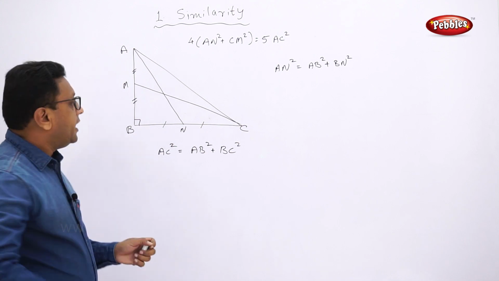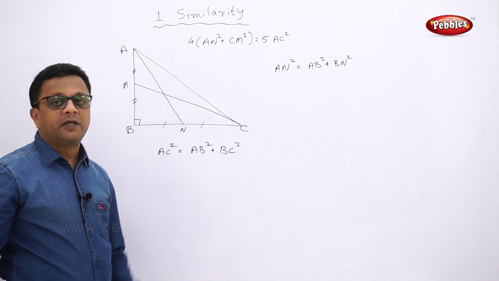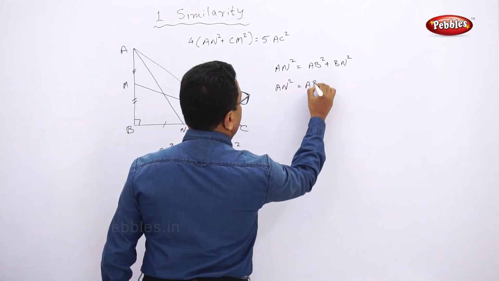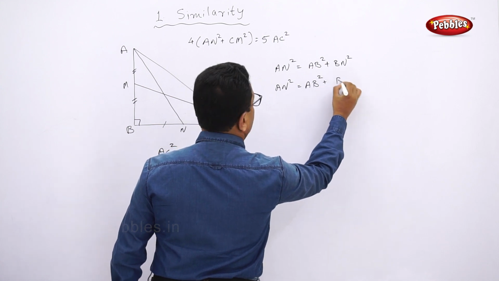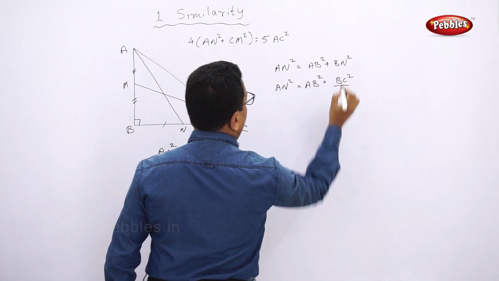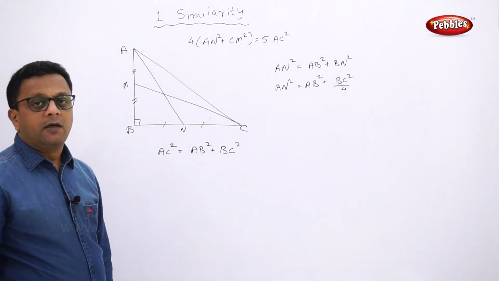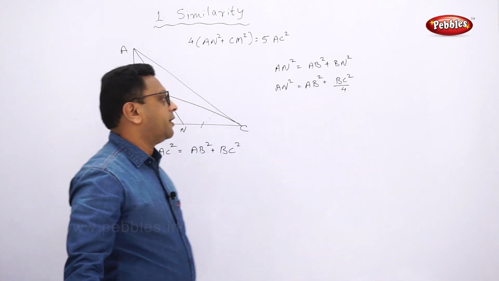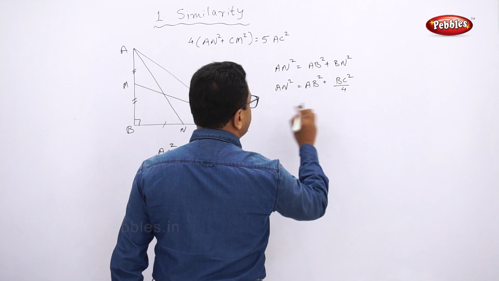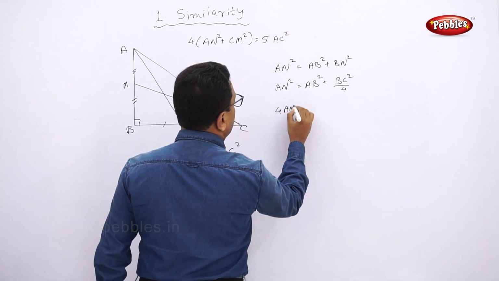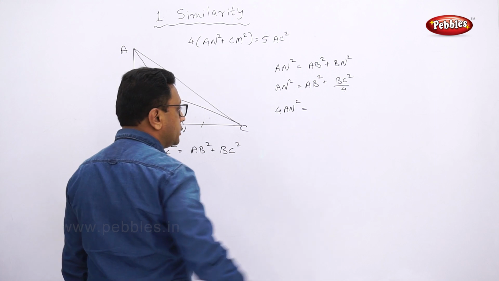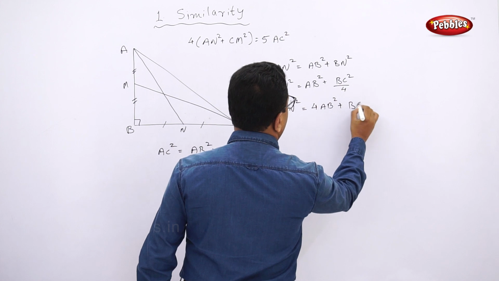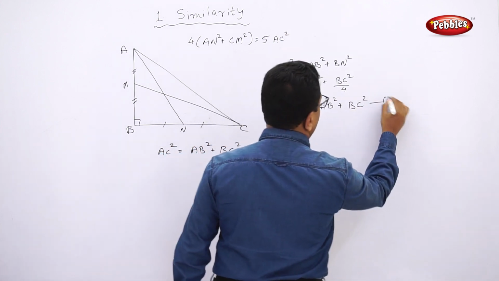So what will I do? Instead of BN, can I write half of BC? So I will write that AN square is equal to AB square plus BC square upon 4. Why have I taken upon 4? Because BN is half of BC, so that 1 upon 2 will also get squared. So what do I get here? 4AN square is equal to 4AB square plus BC square. This is the first equation I got.